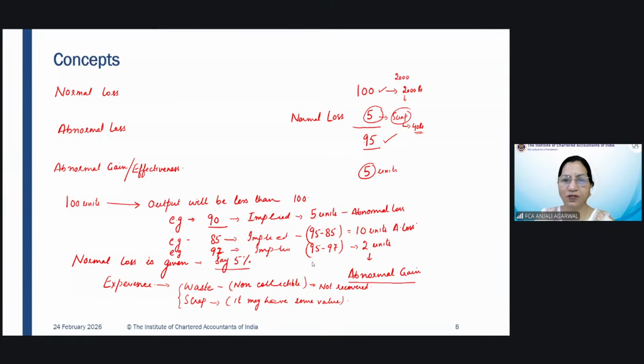We cannot say that only normal loss will be sold; the abnormal loss will also be sold. So if there are 100 units as input and 85 are produced, 15 units of scrap may be sold. If there are 100 units and 95 or 97 are produced, only 5 or 3 units of scrap can be sold.